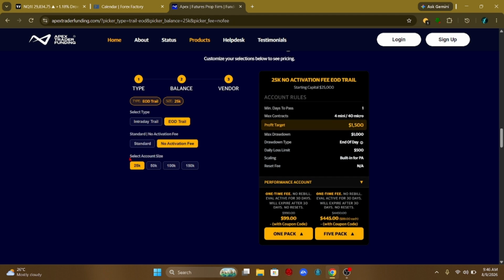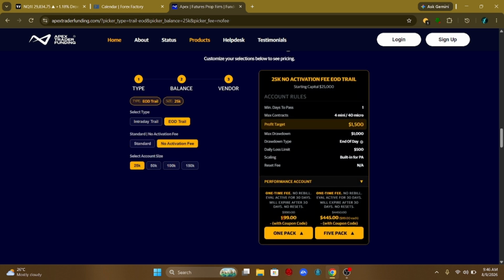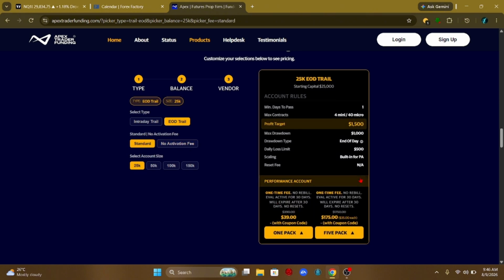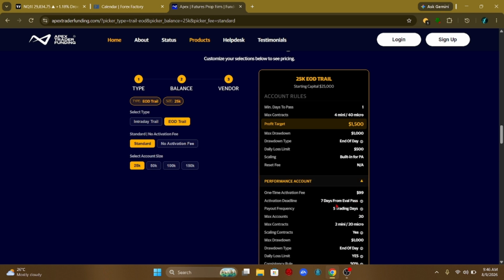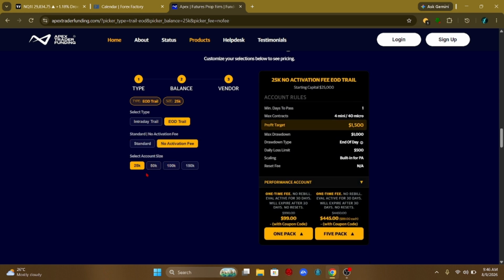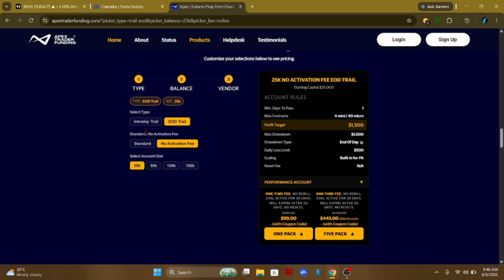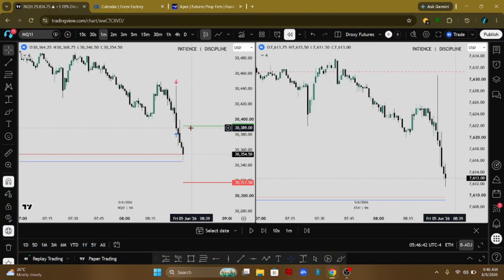You can go for no activation, or you can go for standard. But I always prefer the end of day, because the intraday doesn't make sense to me. You can go for no activation fee for $99, or you can go for the standard, which is $39, but you pay an activation fee of $99 afterwards after passing. So it's better you go for the no activation fee, so that you pay the full $99 without paying an extra $39. Okay, so that's all about the Osok.